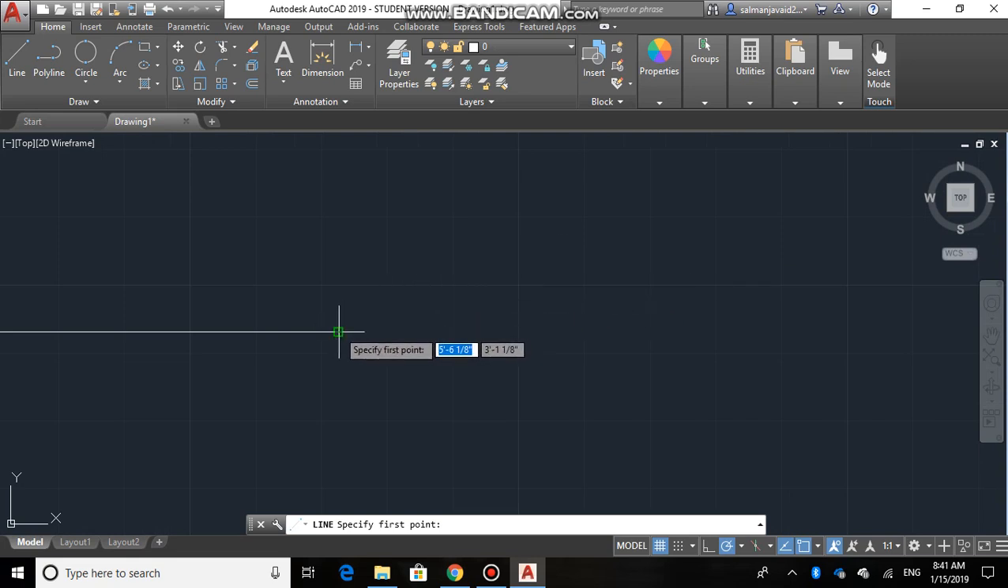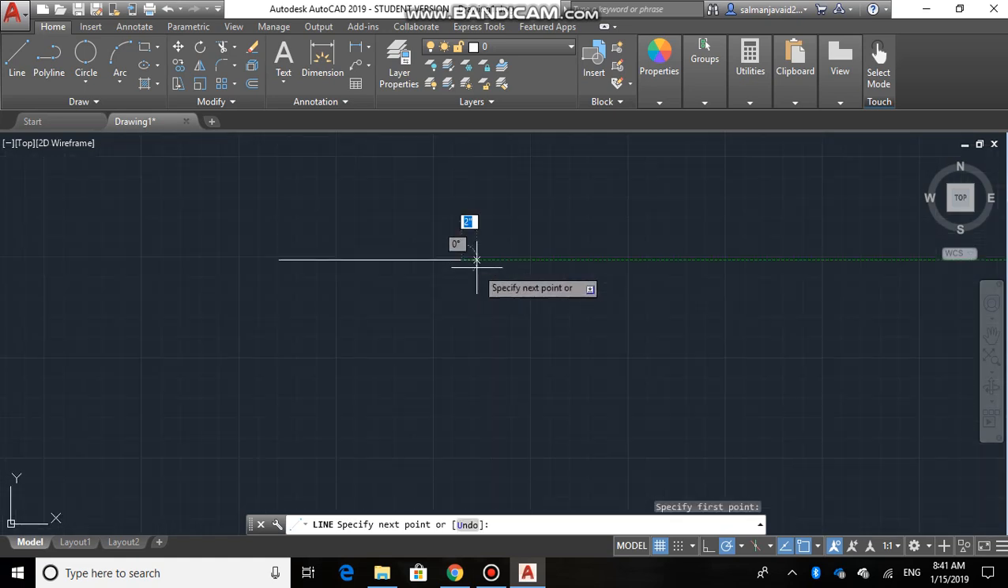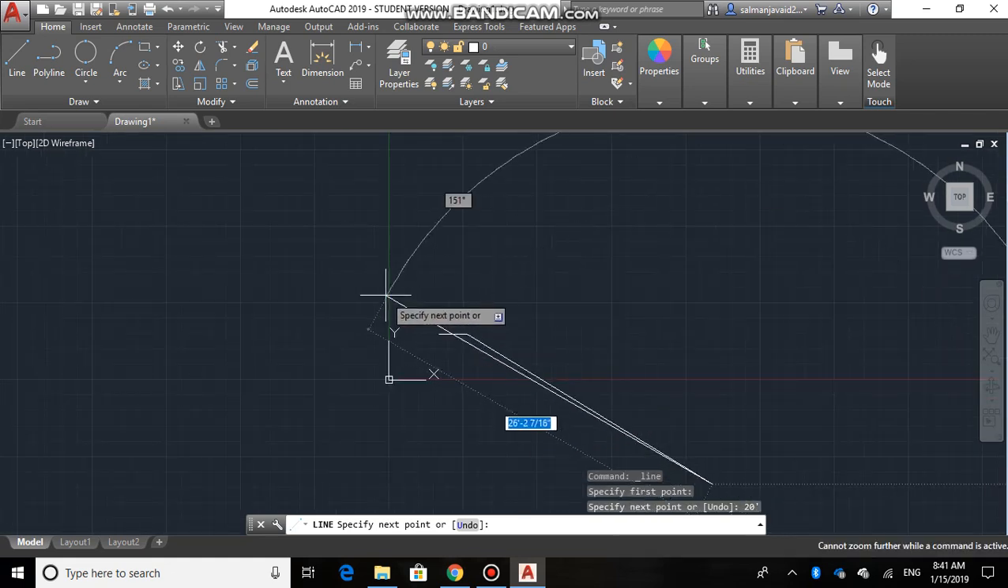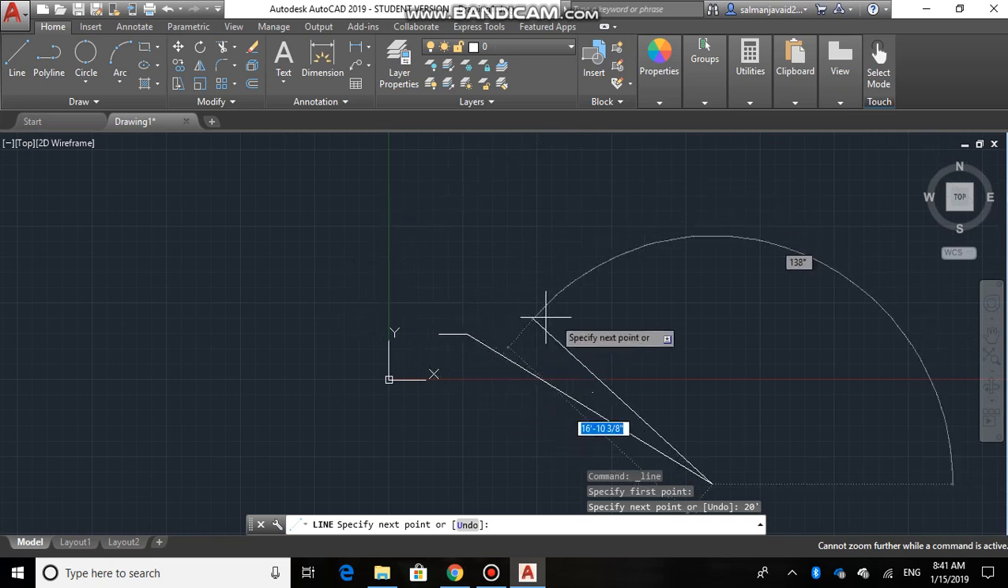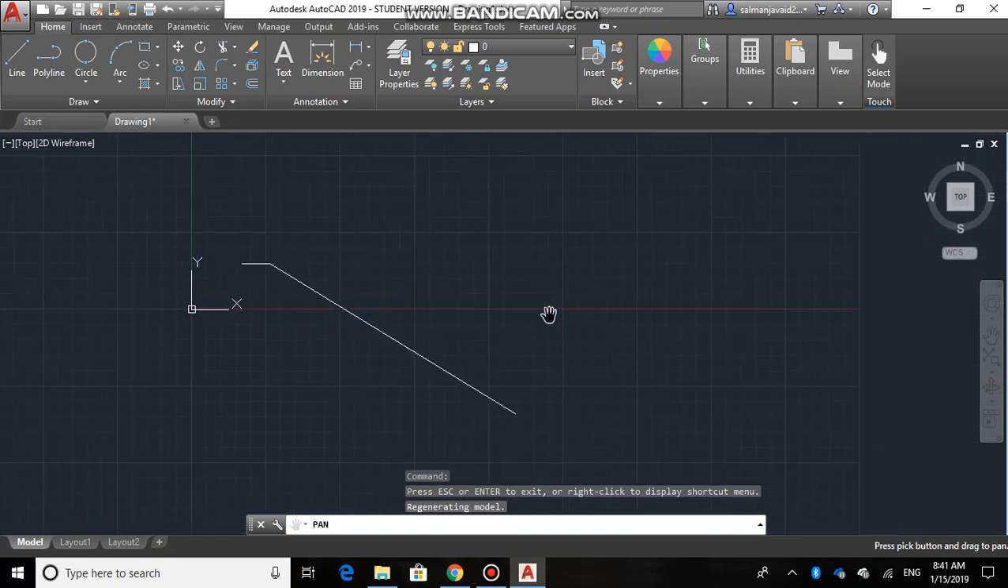Now here you see that there is a circle formed at this point. Click on it, and now we can make the line anywhere we want. Okay, so I just make it 20 feet. This is the line. Okay, this was the object snap for end point.